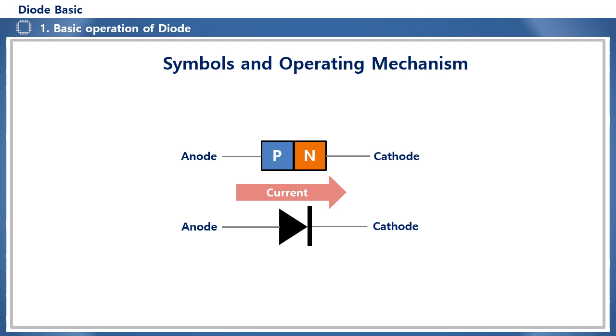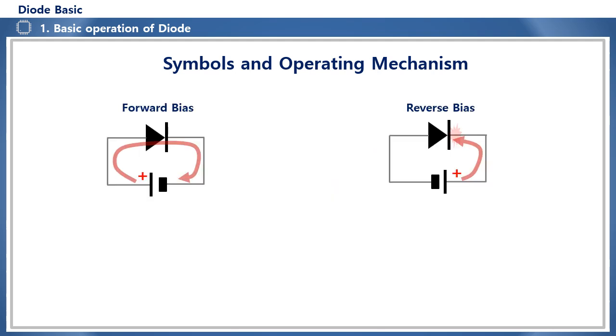In the symbol, the triangular part is the anode, the vertical bar part is the cathode, and just like the diode symbol, current only flows in the direction of the arrow and is blocked in the opposite direction of the arrow. In order for a diode to conduct and allow current to flow, a positive voltage must be applied to the P side and a negative voltage must be applied to the N side. This biasing is called forward bias and the diode is turned on. Conversely, if biased the other way, the current is blocked and it becomes reverse biased and the diode is turned off.